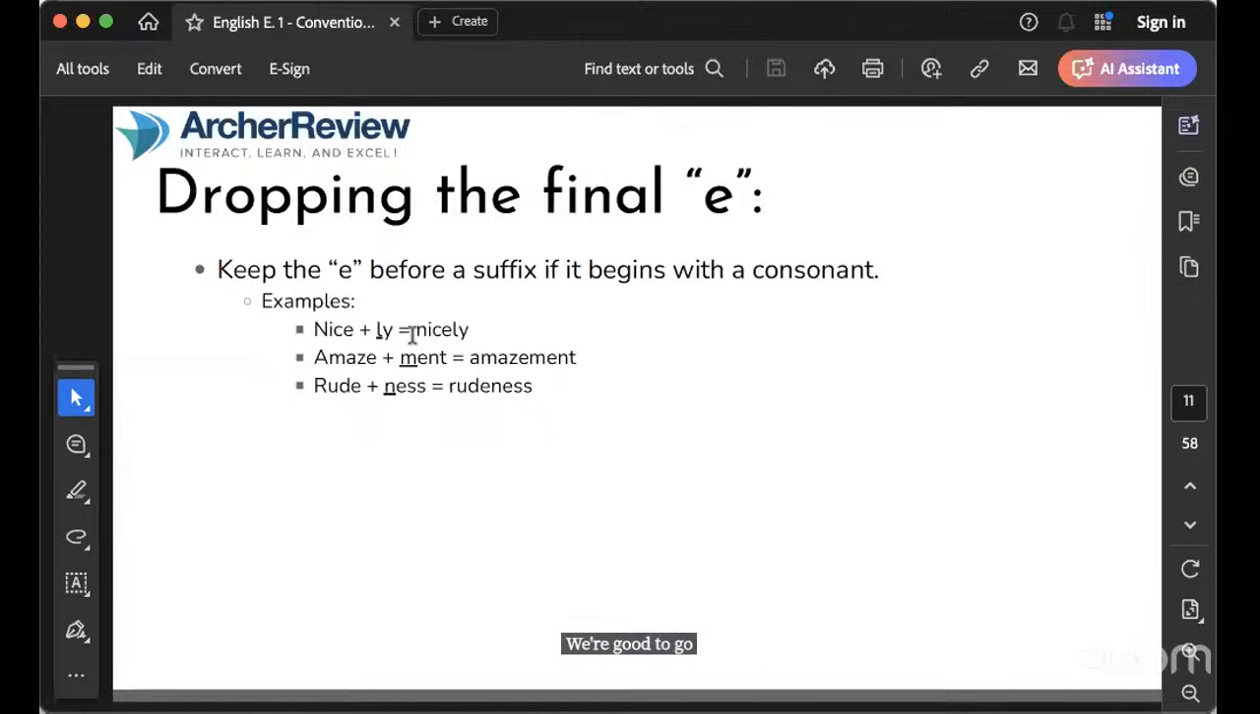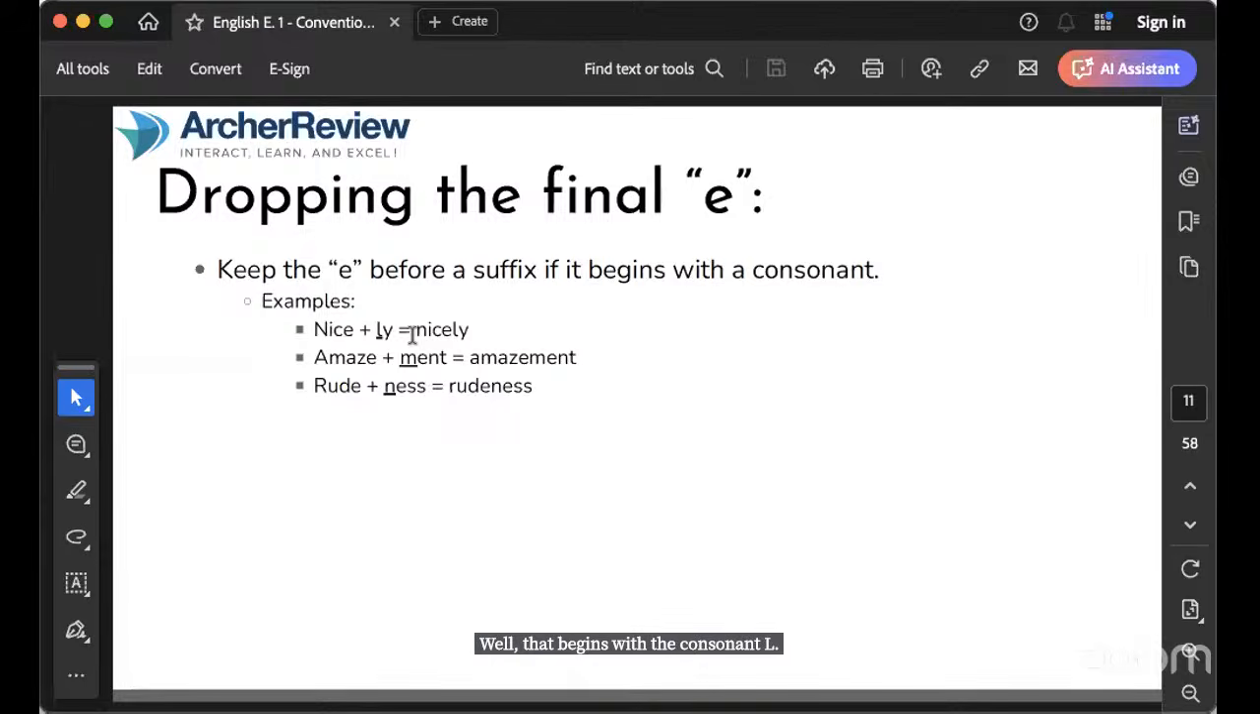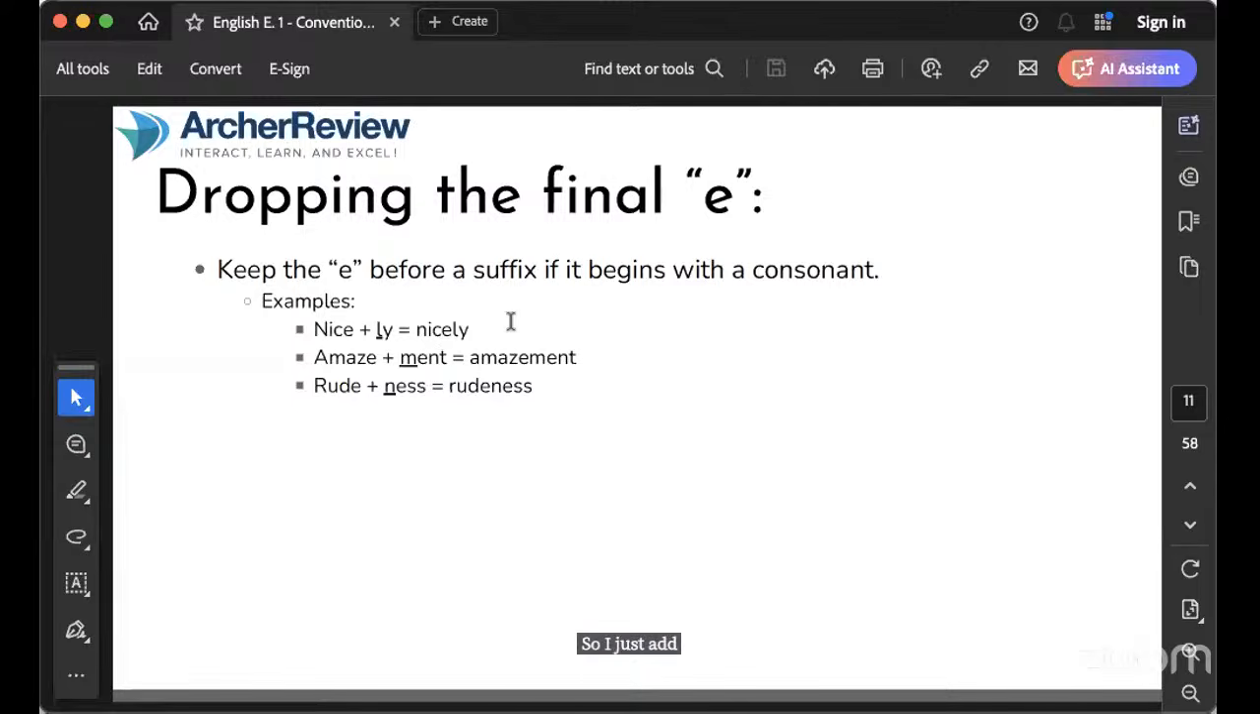So, for example, with nice, it ends in an E, and I want to add the suffix ly to it. Well, that begins with the consonant L. It's okay to put a vowel and a consonant side by side. So I just add the two together, and you get nicely, Nicely. See that?